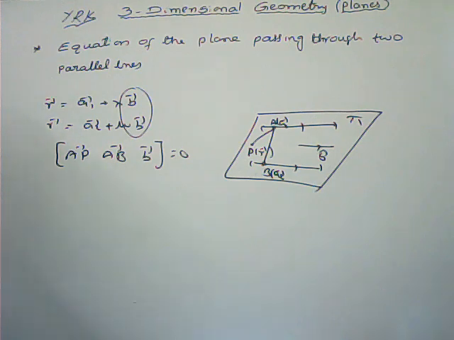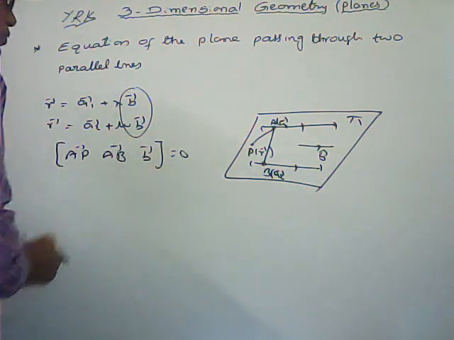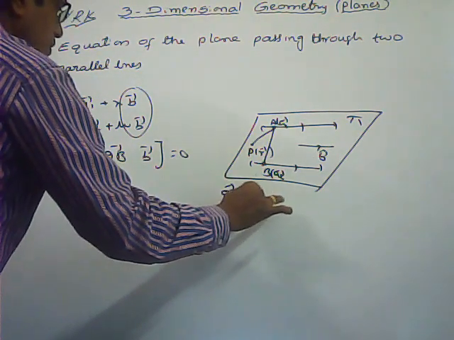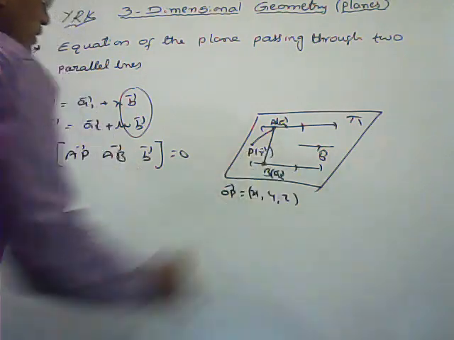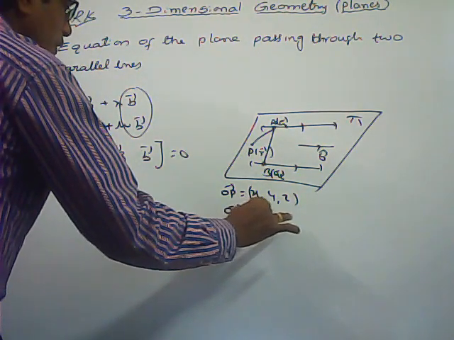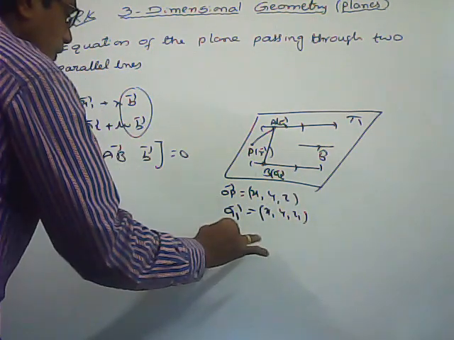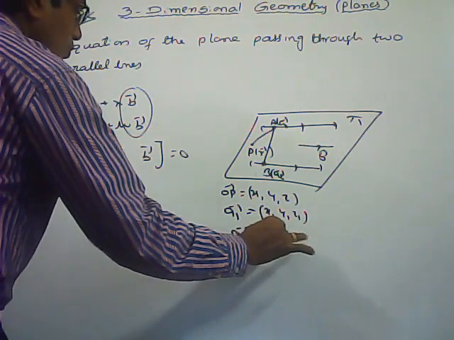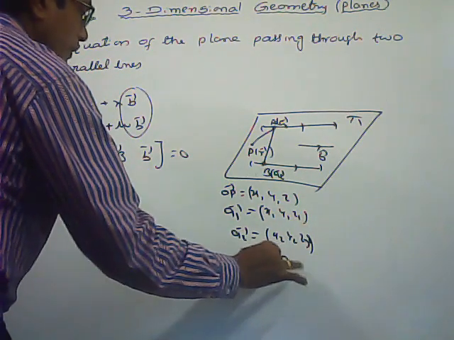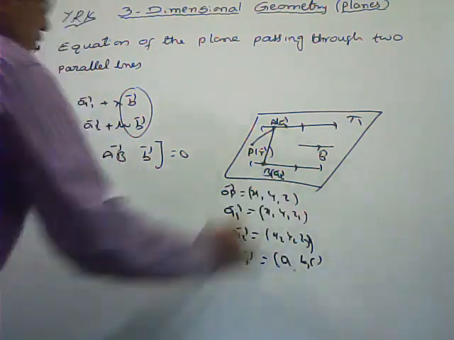Here, this is the vector form. How to get the Cartesian form? Here I am taking OP bar, that is equal to x i cap plus y j cap plus z k cap. A1 bar I am taking x1, y1, z1. And A2 bar I am taking x2, y2, z2. And r bar I am taking a, b, c.